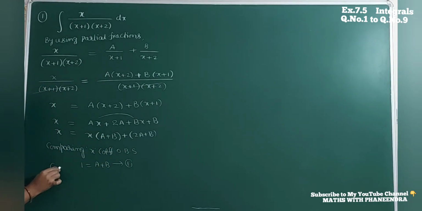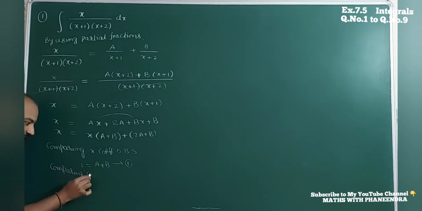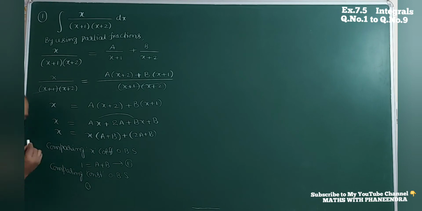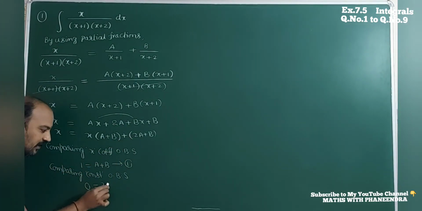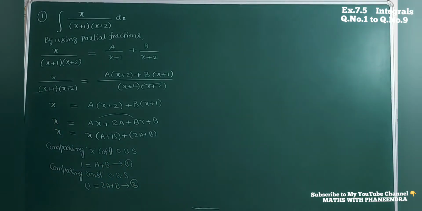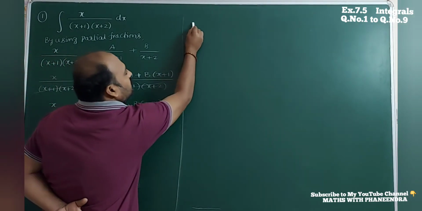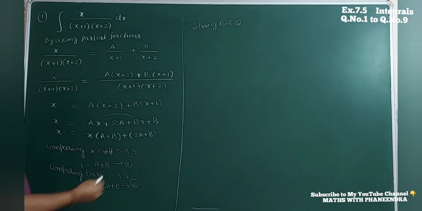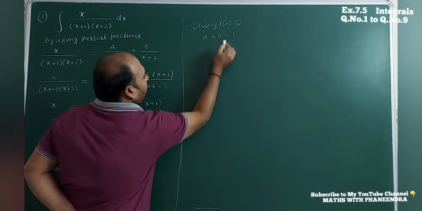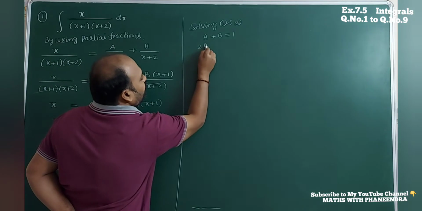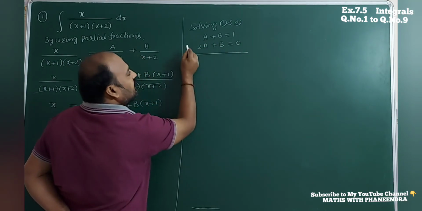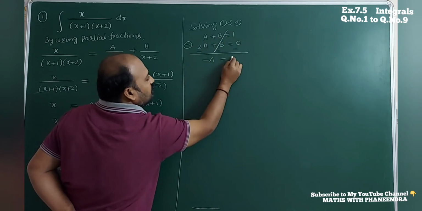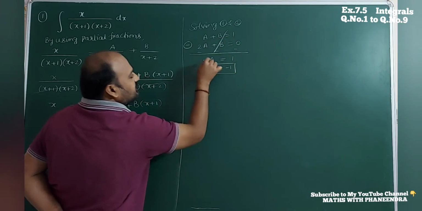Comparing constant terms on both sides, what is the constant here? No constant is available on the left side, so put 0 is equal to the constant term 2A plus B. Now solving equations 1 and 2. A plus B is equal to 1, and 2A plus B is equal to 0. While subtracting, signs change, so B and B cancel. A minus 2A is minus A, and 1 minus 0 is 1. So A is equal to minus 1.